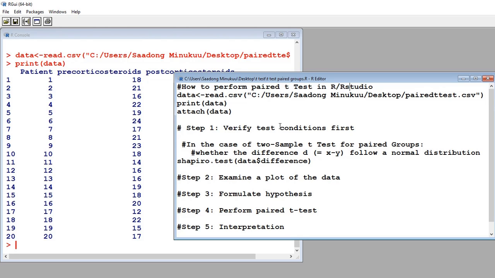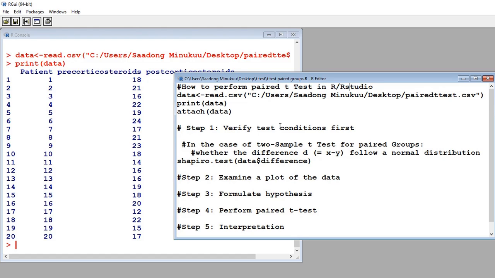And it's very simple. Like every other test, before you perform the test, it's important that you verify that the test conditions are met, because t.test is actually a parametric test, which means it's based on certain assumptions on the population distribution.